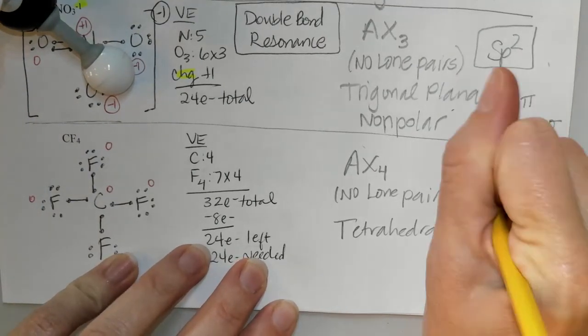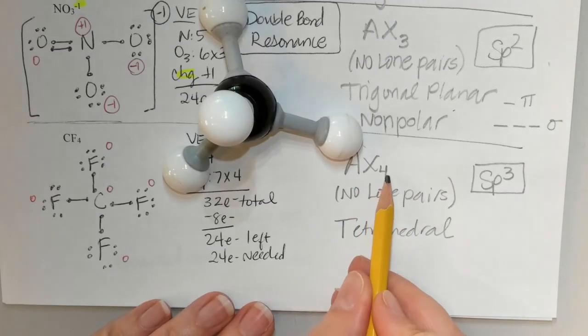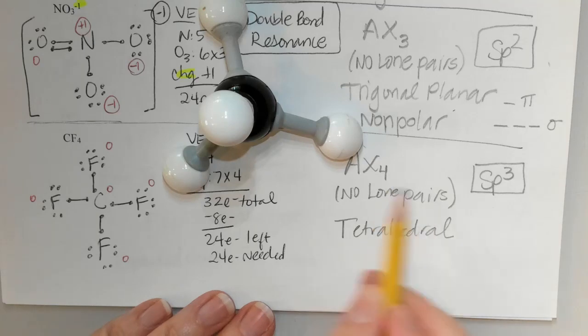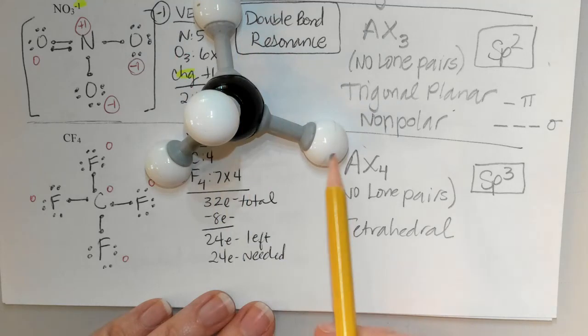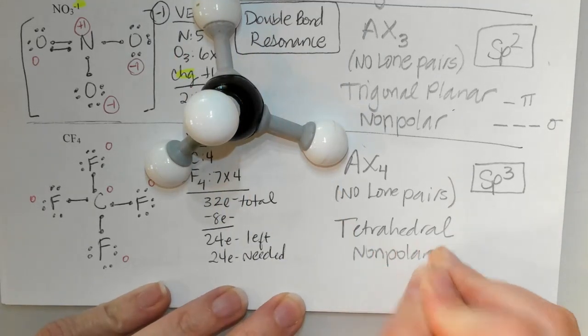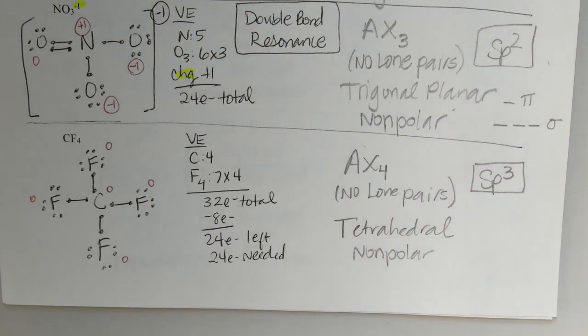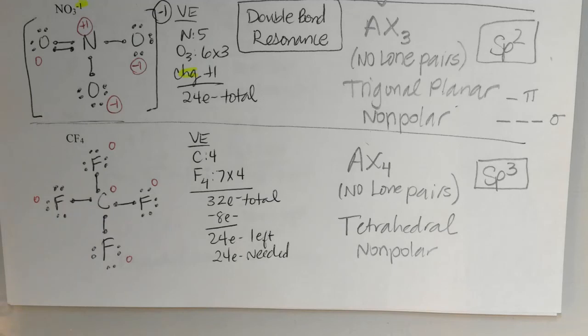All right, and then whether or not it's polar or nonpolar, when you have an AX 2, 3, 4, 5, or 6, no lone pairs, and all of those bonding elements, the terminal elements, are all the same, overall the molecule will be nonpolar. All right. So what I'm going to do is pause here and then make the new models for the next page and come back and do page 2.